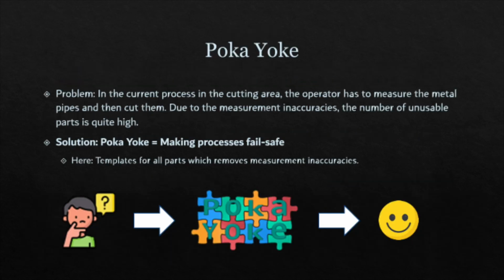The final lean principle that I want to explain is called Poka-yoke. Poka-yoke makes processes fail-safe. Before Poka-yoke was applied, many pipes at the cutting area were unusable due to measurement inaccuracies that led to inaccurate cutting operations. By creating and allowing the use of templates, not only could the number of unusable parts be drastically reduced, but also the process time could be reduced by a lot.